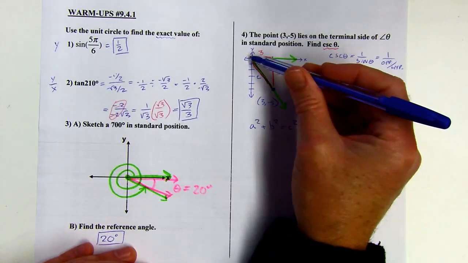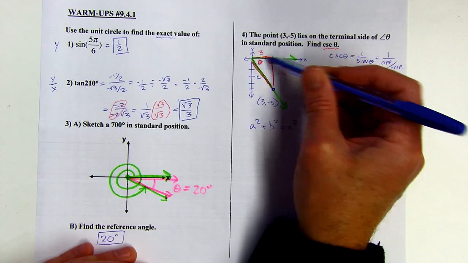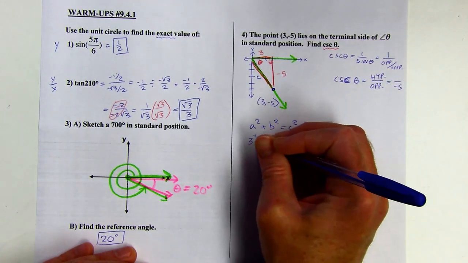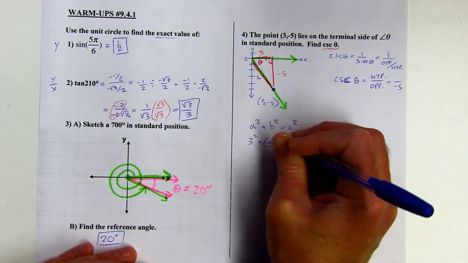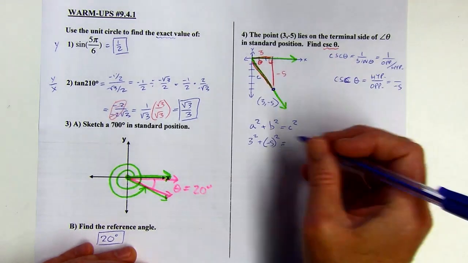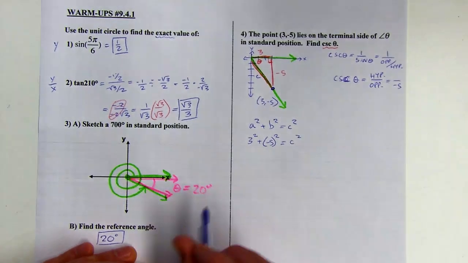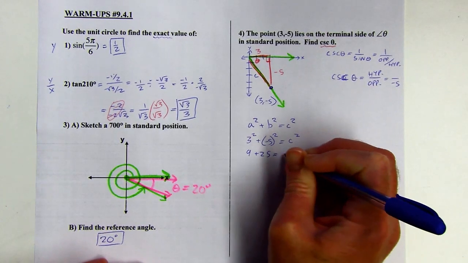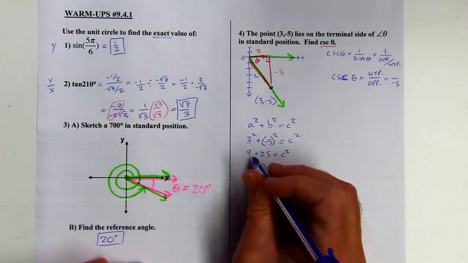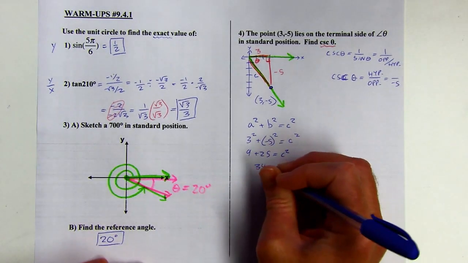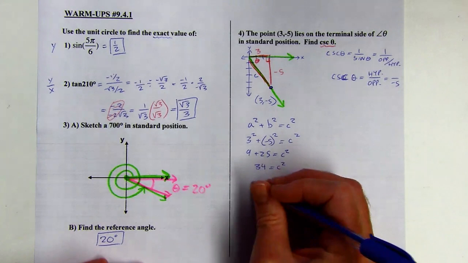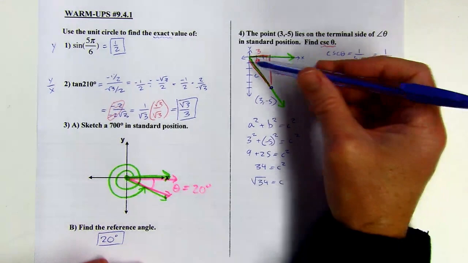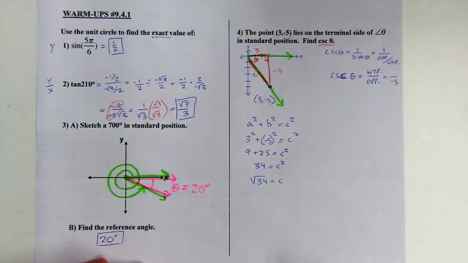My a and b are these 2 legs. I'll call a the 3, but you could write that it's the -5. Doesn't really matter. Those are interchangeable, but the c has to be the hypotenuse, right? So I've got 9 plus 25 equals c squared. All right, 9 plus 25 is 34. And then I'm going to take the square root of both sides. And I only want the positive root here. The hypotenuse is always going to be positive.